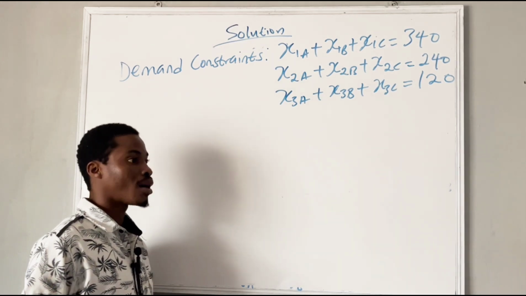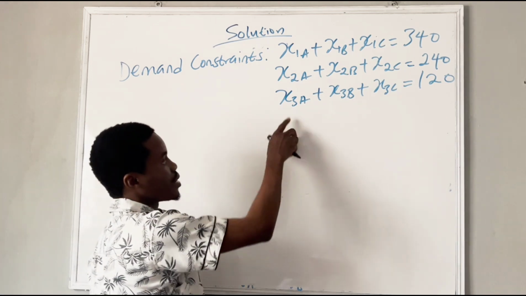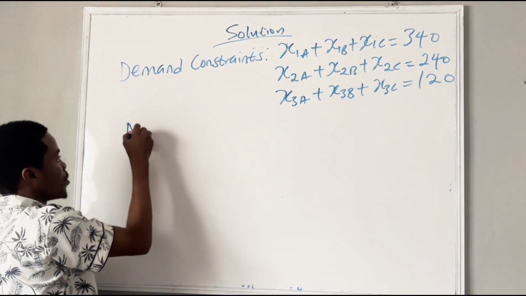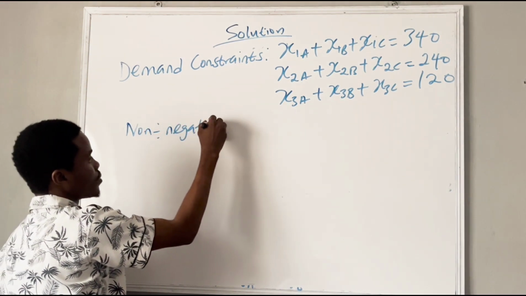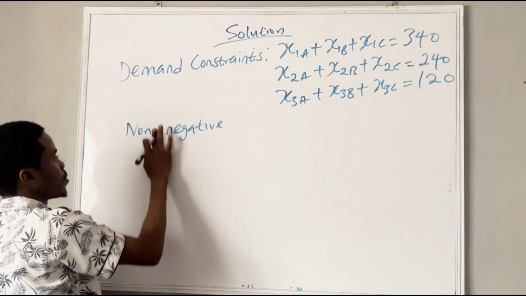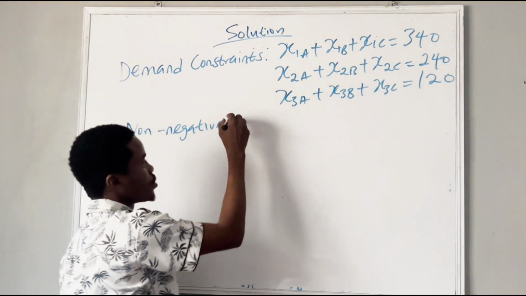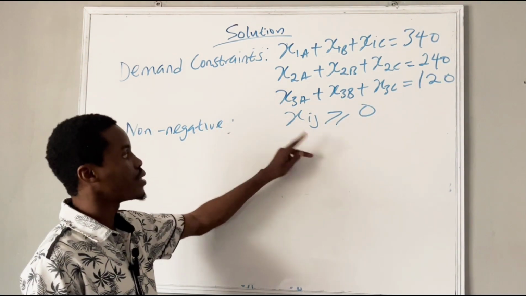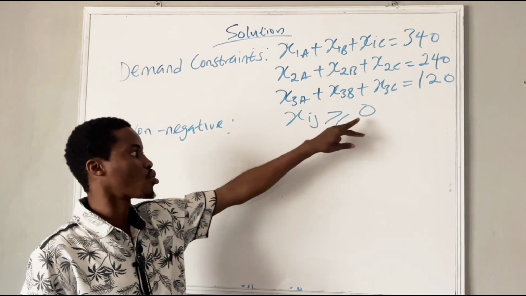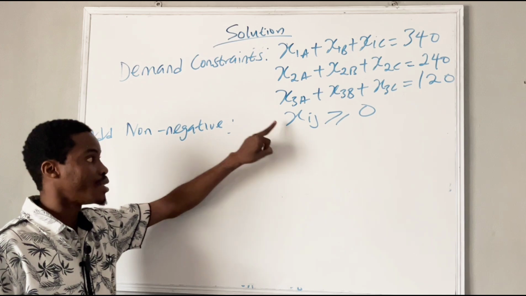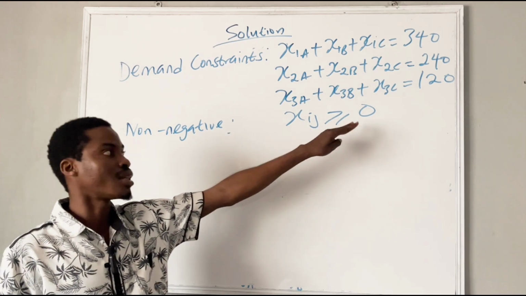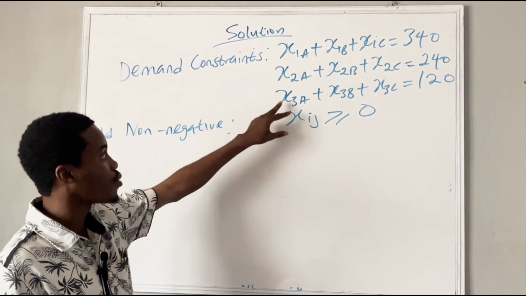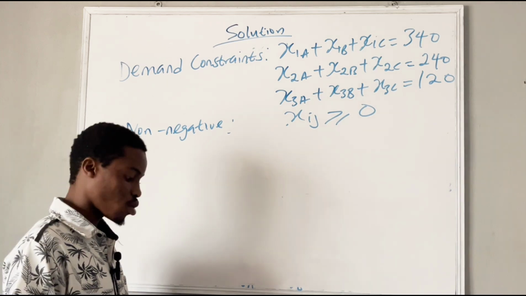Then we now add our non-negativity constraint. Since our values are not negative, we have to add the non-negative constraint: Sij is greater than or equal to 0. Remember, all these quantities being given are greater than or equal to 0. We don't have a negative value. That's why we have Sij greater than or equal to 0, where i is 1, 2, 3 and j is A, B, C. So this is the solution to the transportation cost problem.